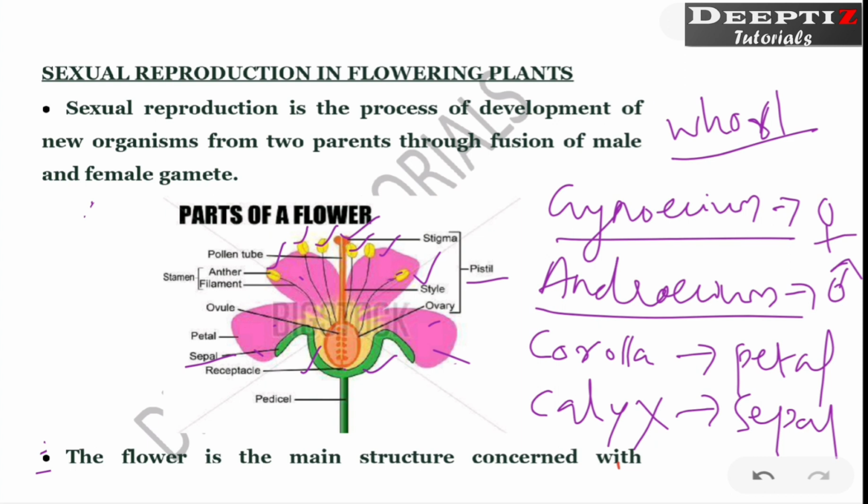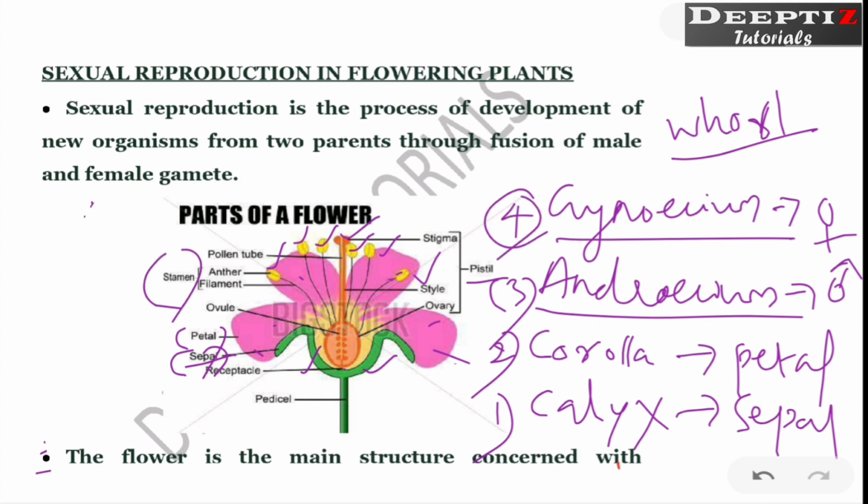Whorl. So what are whorls? Whorls are another term given for group. So how many whorls are there in a plant? There are 4 whorls. Which are they? Calyx, the lowermost one, which has a group of sepals. The second one is corolla. Corolla has a group of petals. The third one is androecium, which has stamens. And the fourth one is gynoecium, which has a group of pistils.